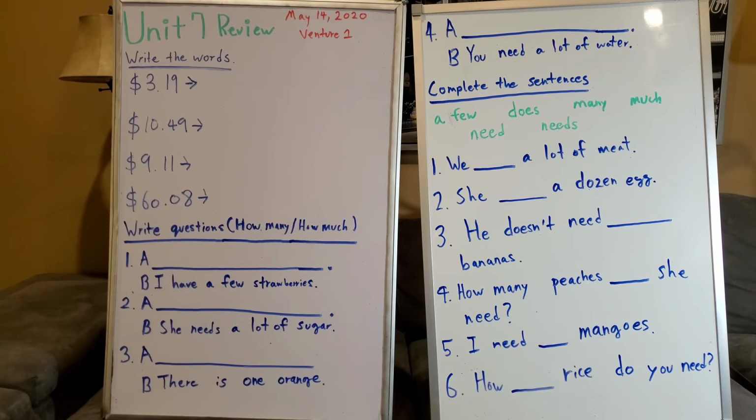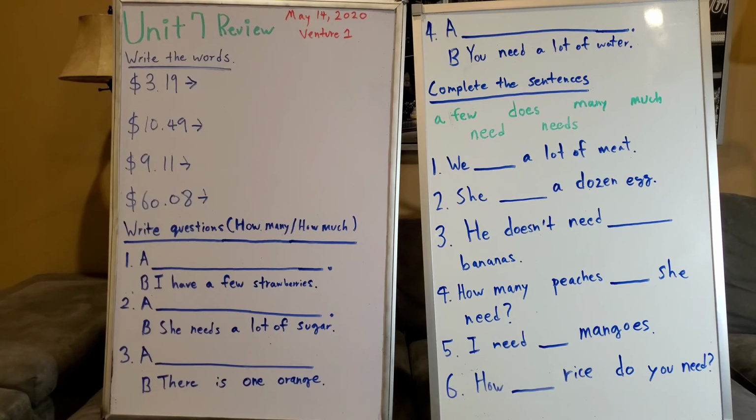So I want you to look at the questions. First, on the top left, write the words. I wrote down the prices, and I want you to write the words of them. The next question says, write questions. It says how many, how much.